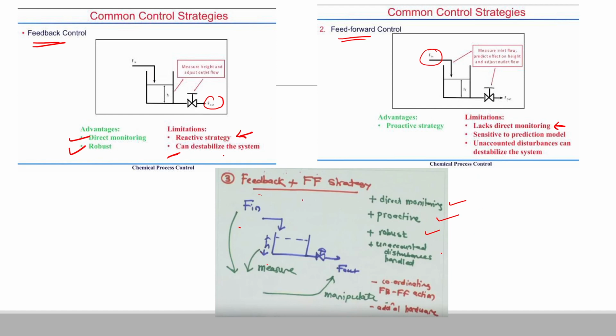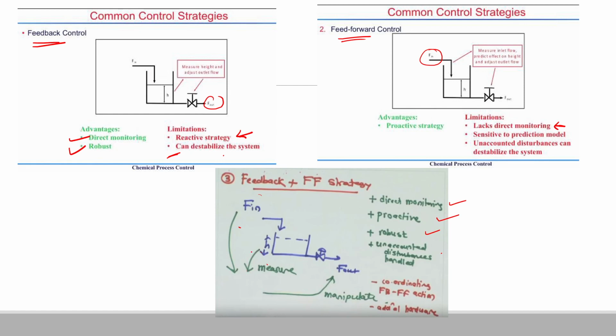But again, for this feedback and feed forward control strategy, we need additional hardware, and also it is difficult to coordinate this feedback and feed forward control system. That is, basically, how should we emphasize, whether we should give more importance to the feed forward control action or the feedback control action.